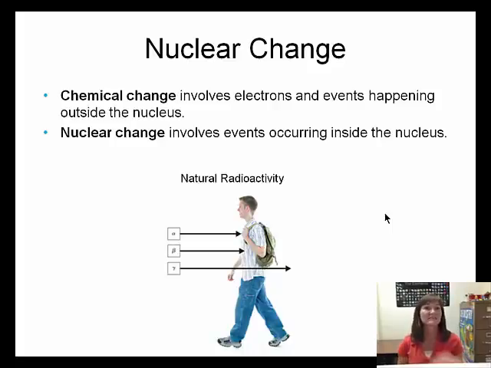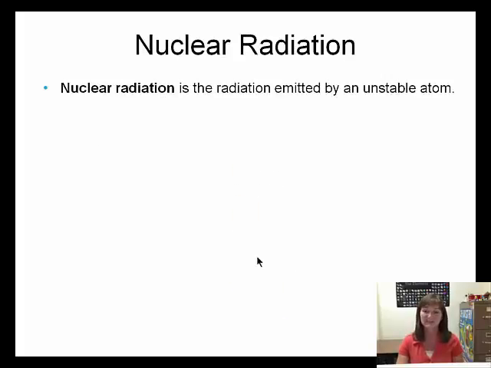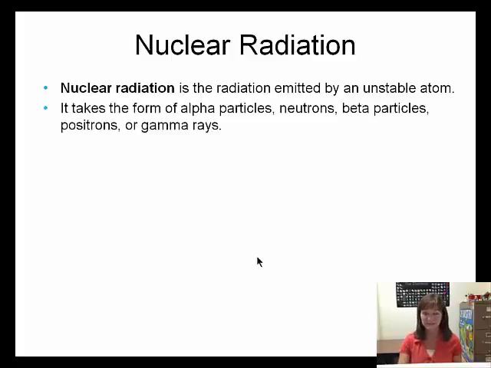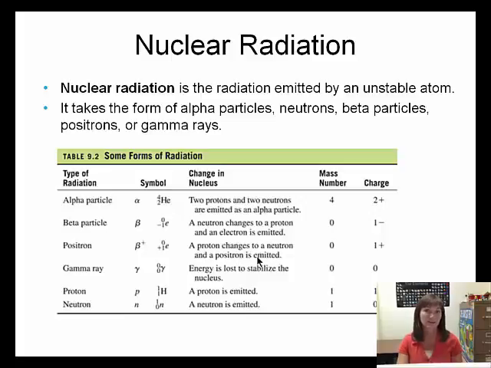There's a lot of natural radioactivity going on around us, so this picture is good. This guy's just heading off to school, not necessarily aware of all the radiation that is hitting his body. So we'll talk a little bit more about shielding and protection from radiation in some later slides. Nuclear radiation is radiation that is emitted by unstable atoms. They take the form of radiation such as alpha particles, neutrons, beta particles, positrons, and gamma rays.